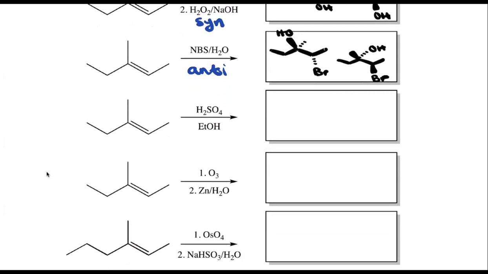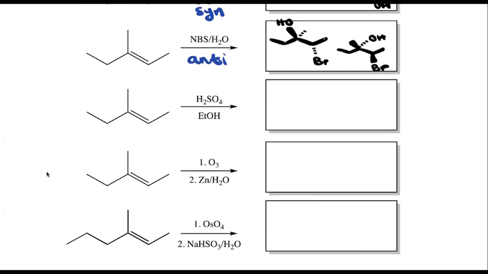Cool. Sulfuric acid and ethanol. This is an interesting one. What does that do? Both syn and anti. Yep, so this is both syn and anti. But one thing that's very notable about this particular reaction is that it's the same thing as water and sulfuric acid, except instead of making an alcohol, you're going to be making an ether because you're using ethanol here.